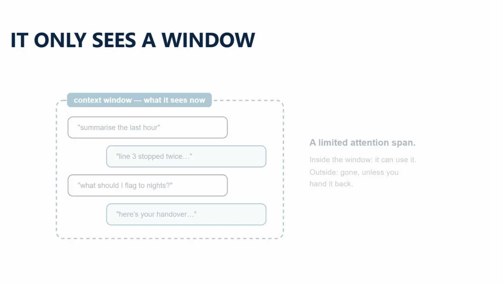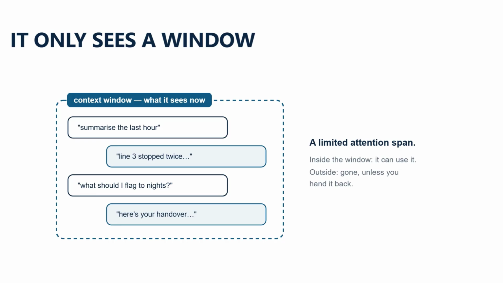One more thing, and it matters on a busy floor. The model can only see a limited amount of text at once, its context window. Think of it as an attention span. Everything inside the window it can use. Anything that scrolls out, a number you gave it early in a long chat, or a whole conversation from last week, it simply does not see anymore, unless you hand it back. It is not being careless, it simply cannot look outside the window. So, the more you keep the right information in front of it, the better it works.